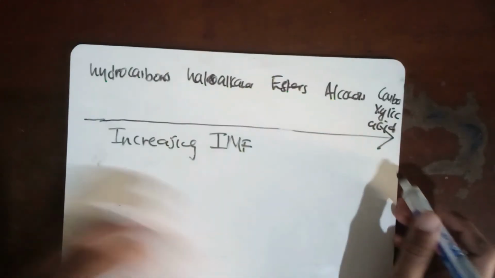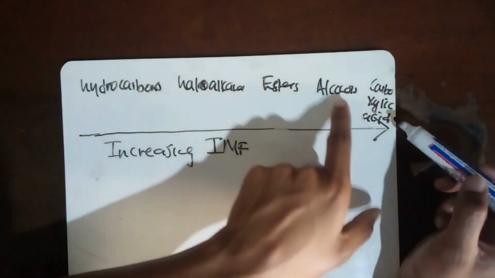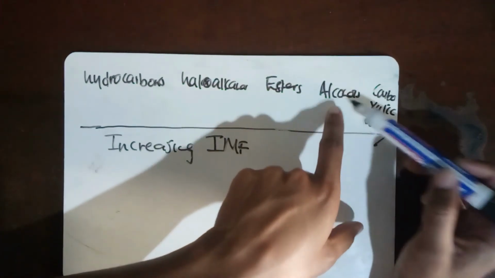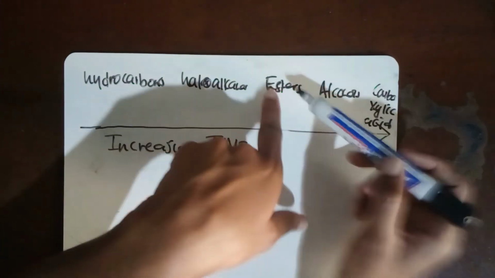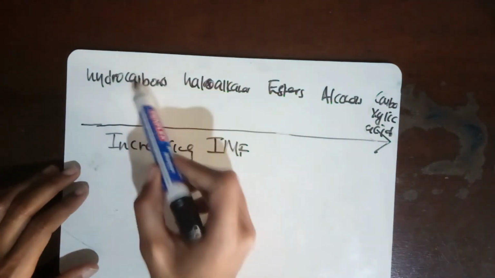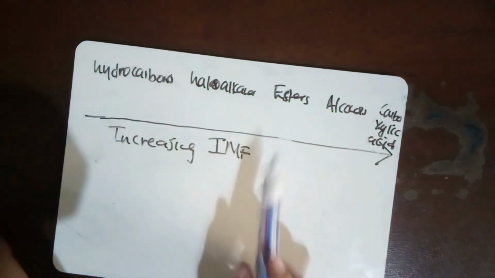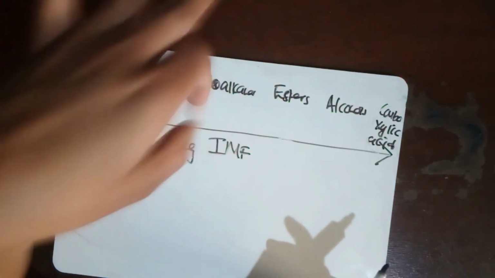So what is this telling me? Carboxylic acids have stronger intermolecular forces than alcohols. Alcohols have stronger intermolecular forces than esters, and esters have stronger intermolecular forces than haloalkanes, and haloalkanes have stronger intermolecular forces than hydrocarbons. So remember, hydrocarbons are your alkenes, alkanes, as well as alkynes, right?